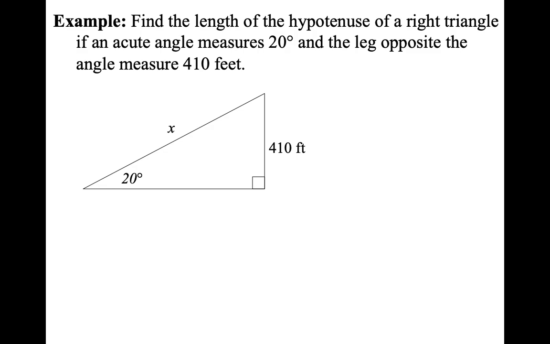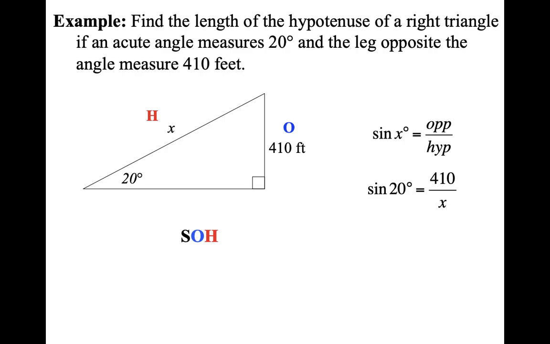So what two sides are we dealing with? Well, from the perspective of 20 degrees, we're looking at opposite and hypotenuse. So think of SOHCAHTOA. I'm using OH. That is sine. So to set up the ratio, we're going to have sine of x degrees is equal to opposite over hypotenuse. Now let's input the degrees. So it's going to be sine of 20 degrees equals opposite, we know is 410, over hypotenuse, which is x.